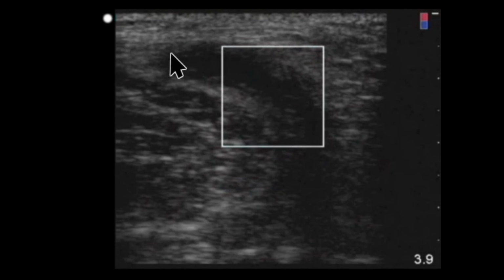Here we see this Baker's cyst, and this over here is the gastrocnemius muscle. Now there's no flow detected following power flow Doppler imaging. A simple Baker's cyst needs to be differentiated from something more nefarious, such as a pseudoaneurysm of the popliteal artery.